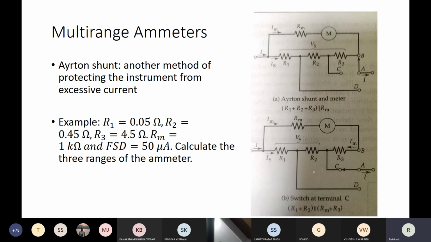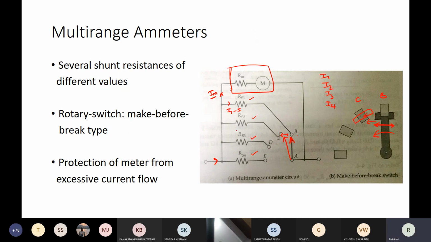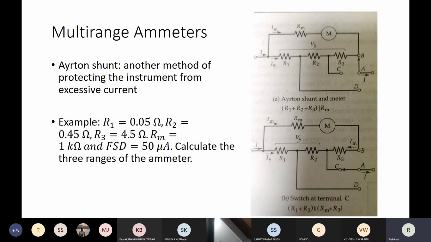Another way of protecting the instrument is, rather than using multiple resistances in parallel, you can choose this arrangement known as the Ayrton shunt arrangement, where it also protects the meter, but in this case you can see that the shunt resistances are connected in series. Multiple shunt resistances, each will give a different range. Choice of the position of the terminal will give a different range.